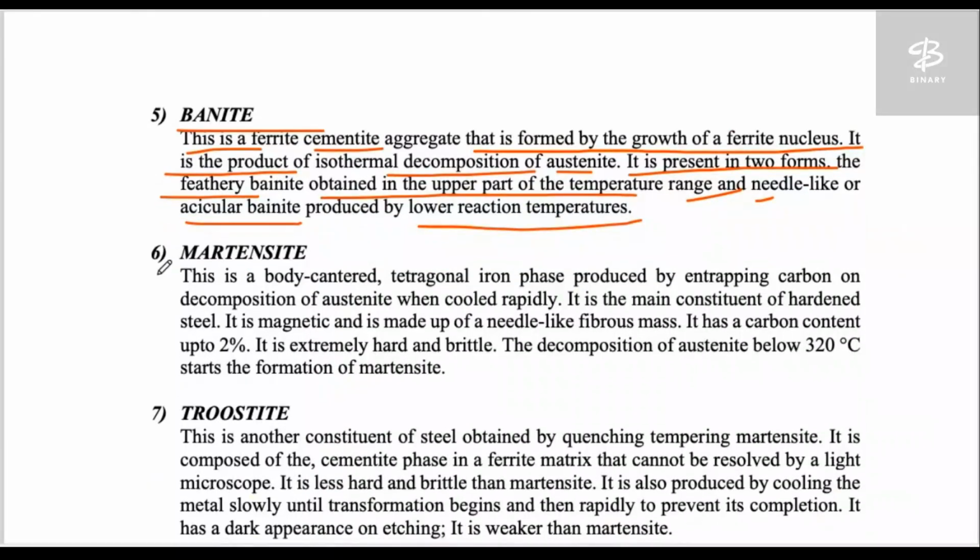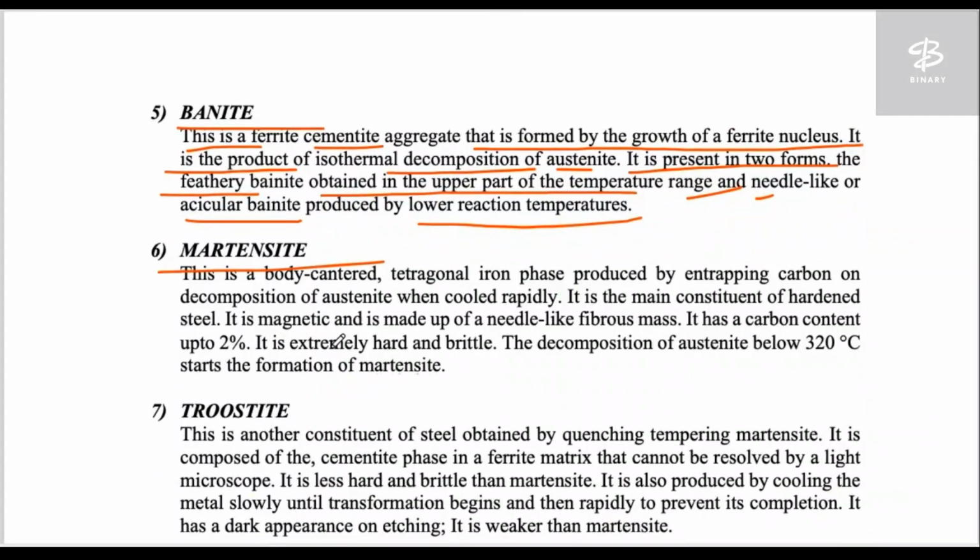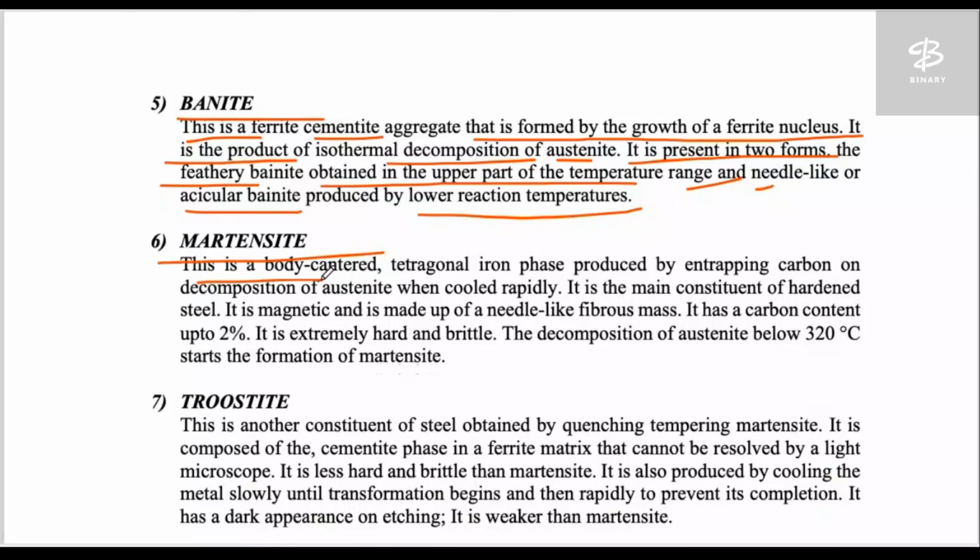Now, martensite. So martensite, this is the body centered, so this is the BCC structure. It is a tetragonal iron phase produced by entrapping the carbon on the decomposition of austenite when they cool rapidly. It is a main constituent of hardened steel.